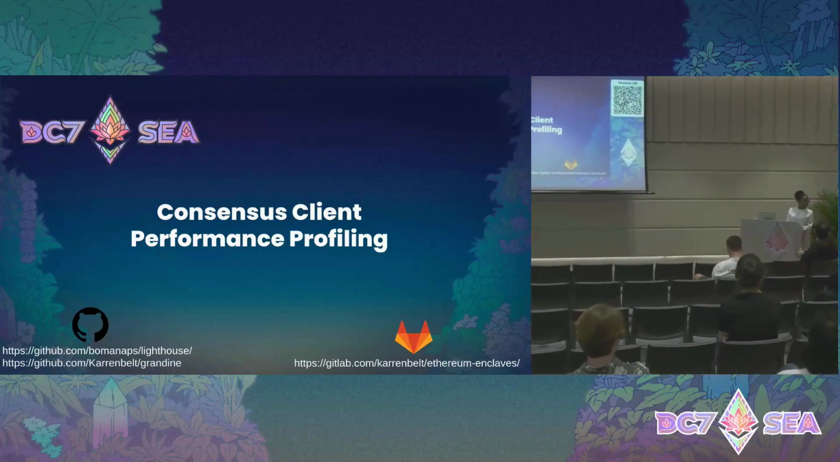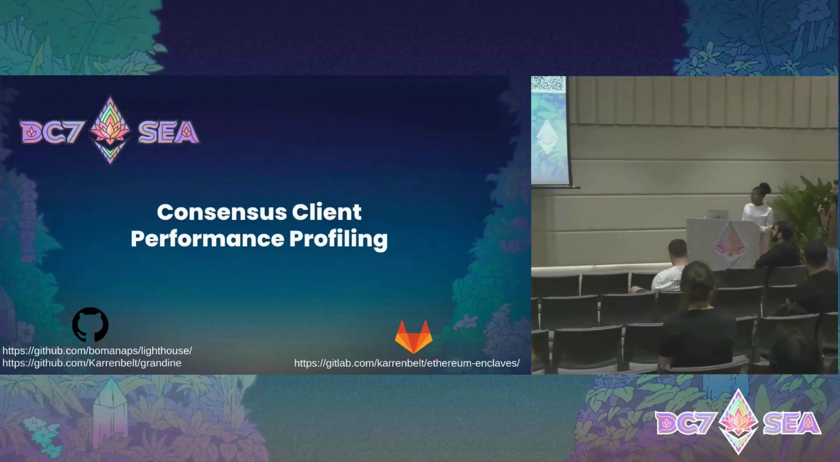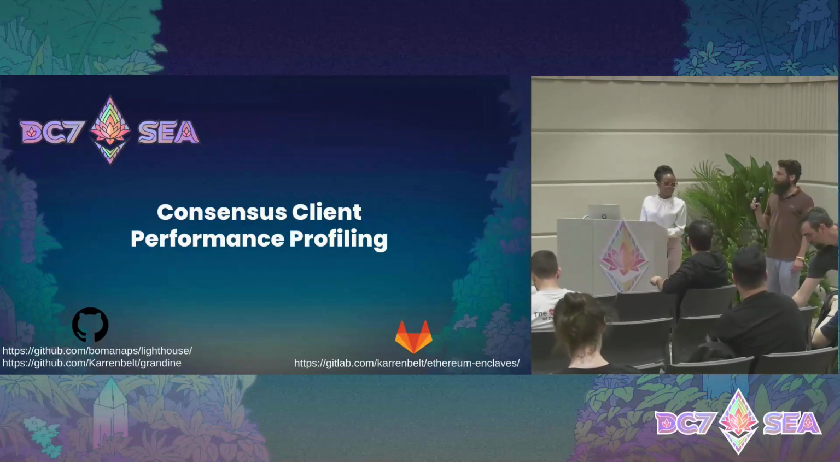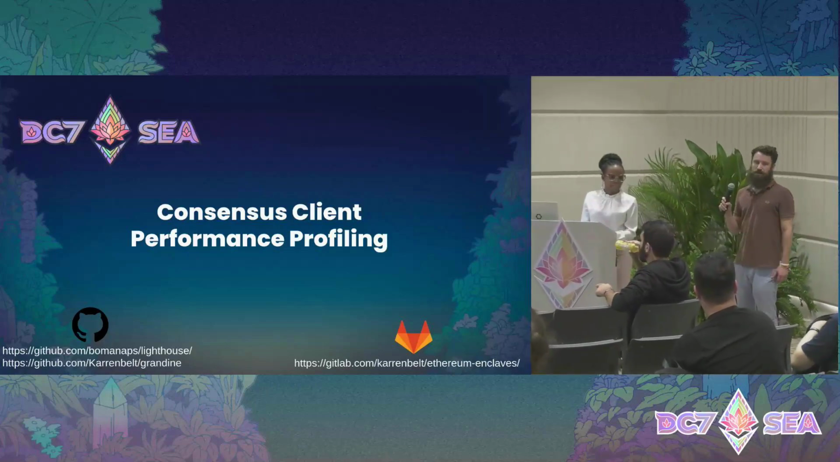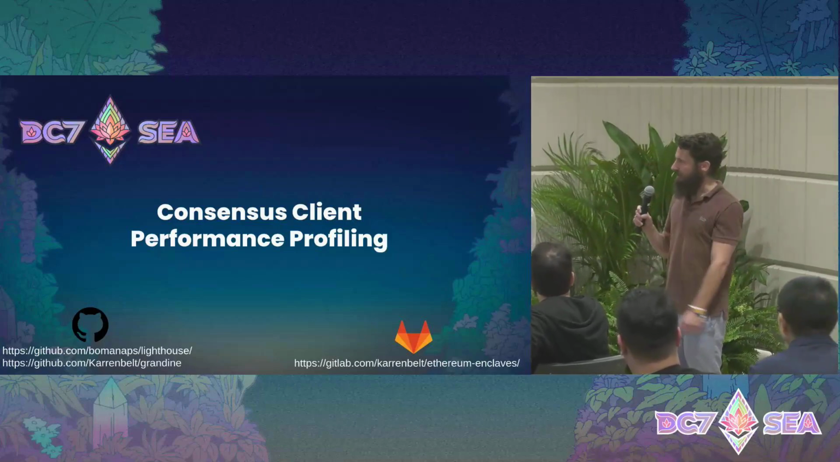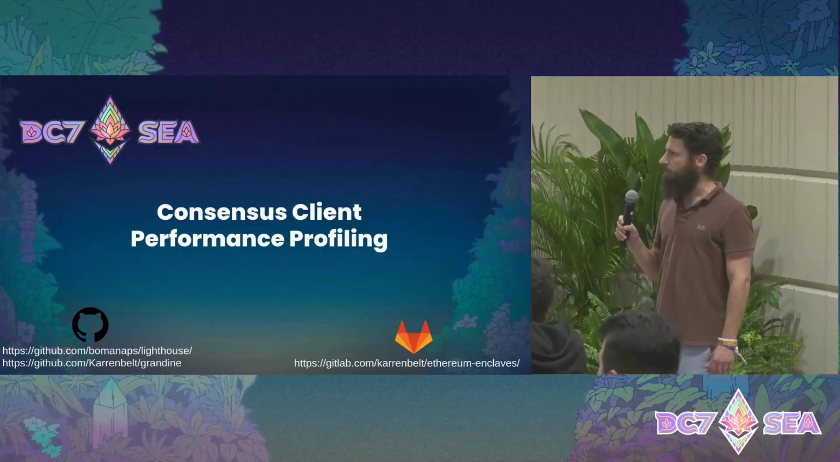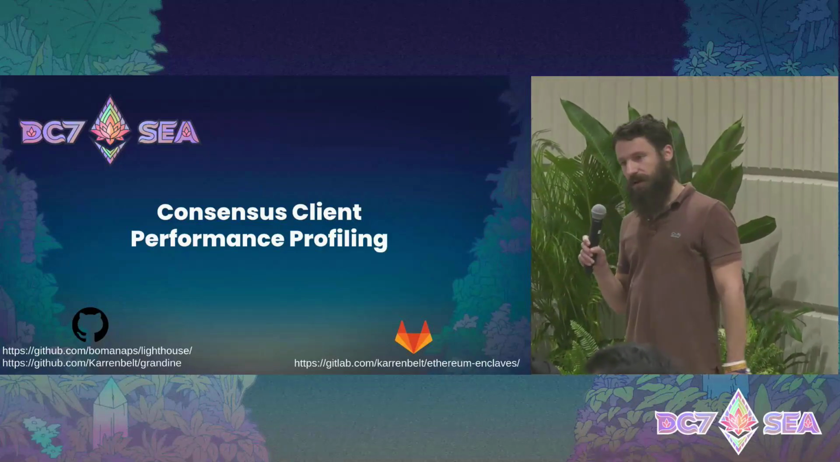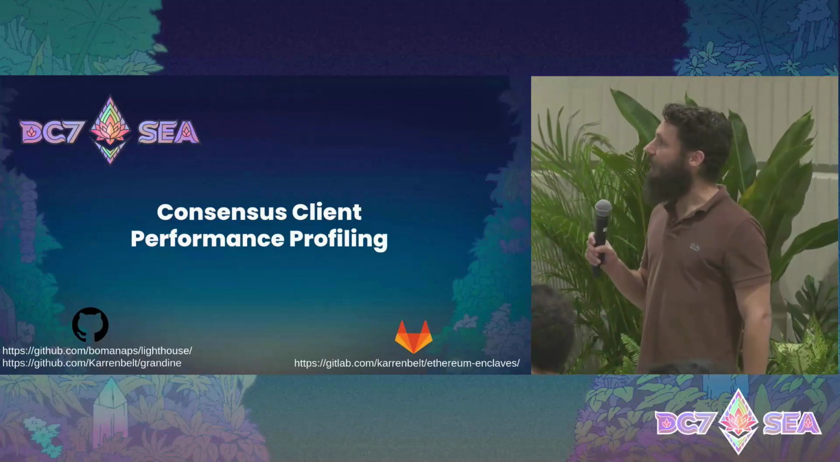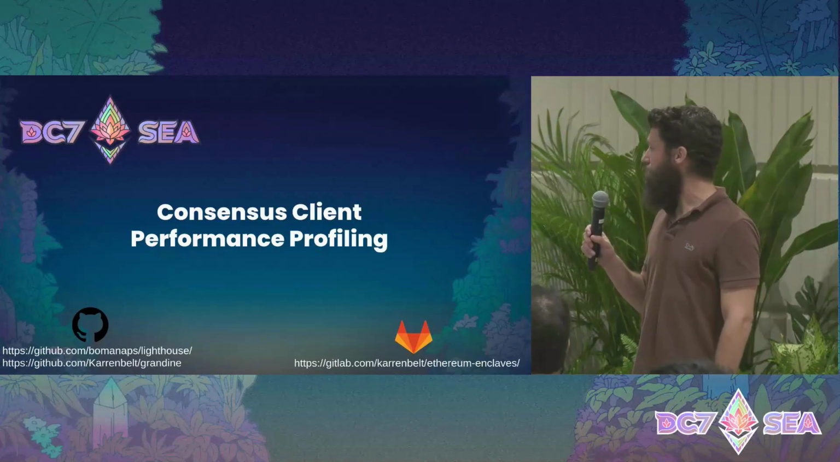So we worked on consensus client performance profiling. Both of us had a similar interest, starting off with Grandine and branching out a bit, as you do during work on a project. There's a couple of repos listed there. Two of them are on GitHub, because that's where everybody else is, and I myself prefer GitLab, so I threw that in. I'm going to hand it to Boma, who's going to take the first bit.